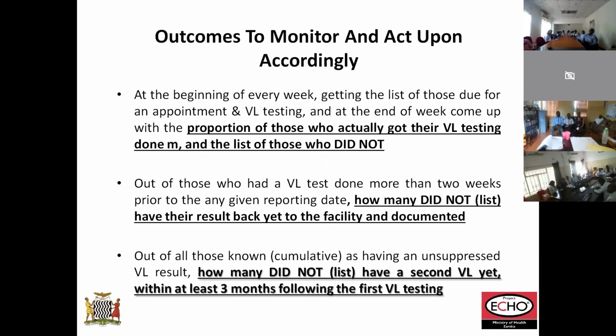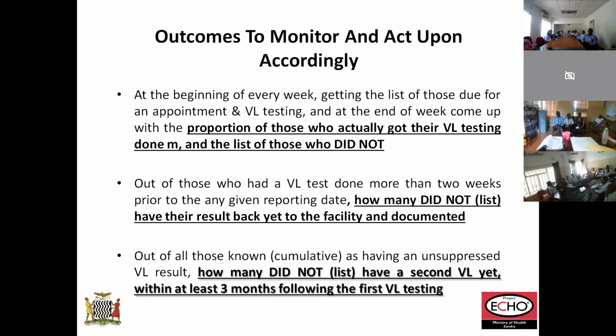At the beginning of every week, for example, we can get a list of those who are due for appointments and viral load testing in that week. And at the end of the week, come up with the proportion of those who actually got their viral load done and the list of those who did not. The other outcome we can look at is, out of those who had a viral load test done more than 2 weeks prior to any given reporting period, for example, if you're looking at today, 2 weeks ago, how many patients had their viral load test done.